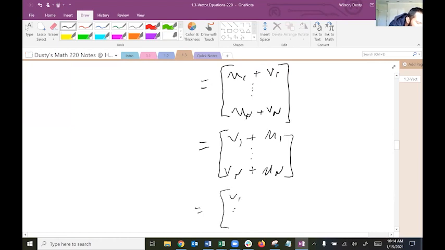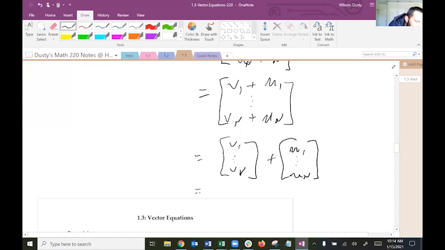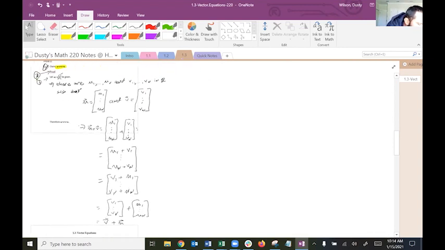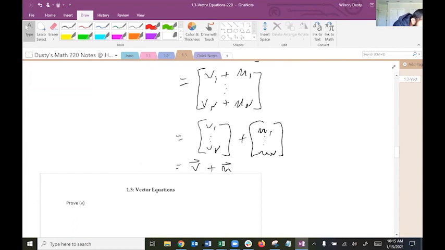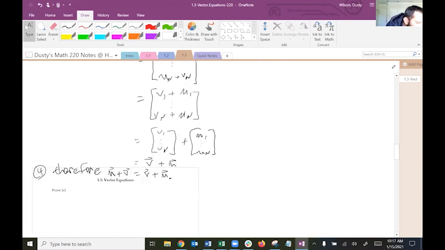We have v1 to vn plus u1 to un. Good news, this is equal to v plus u. So there's the whole thing. We have one more step to do at the end, and our last step is going to be to state our conclusion. We would say something like, therefore u plus v equals v plus u. Let's do a second one.